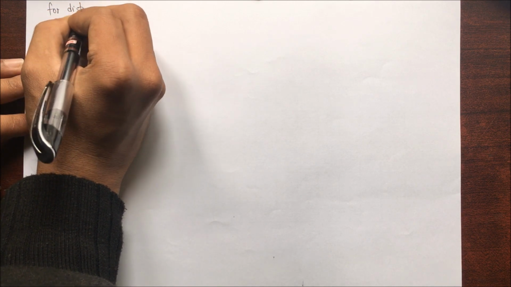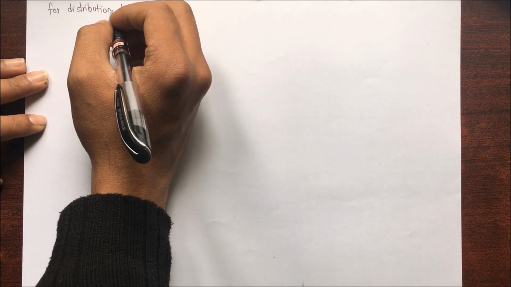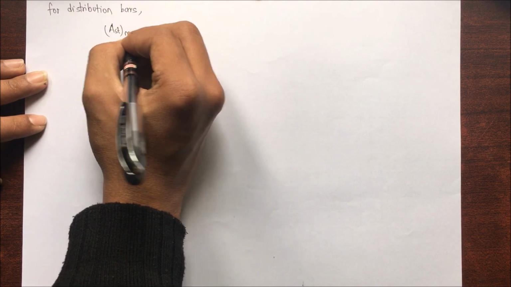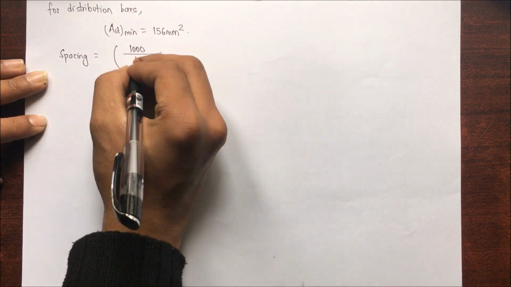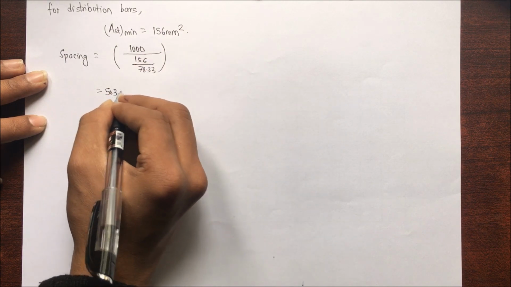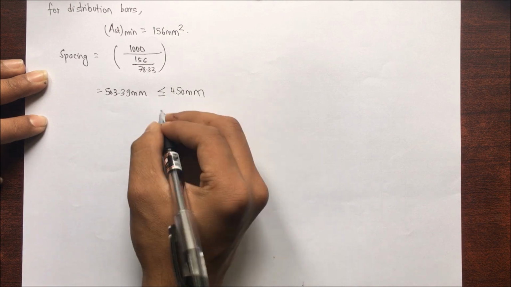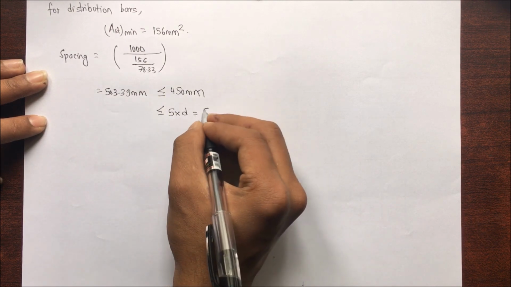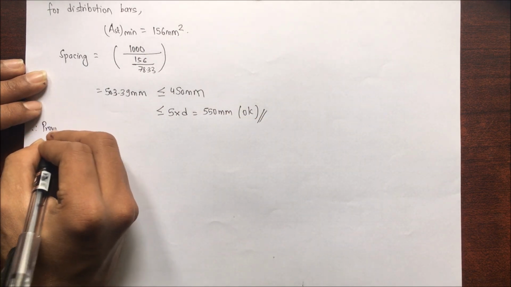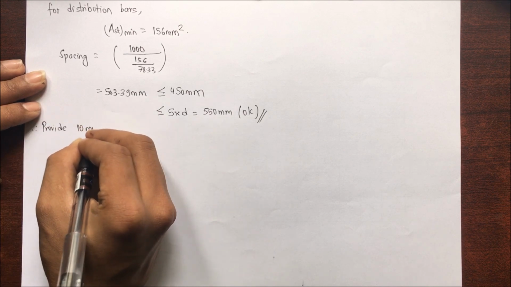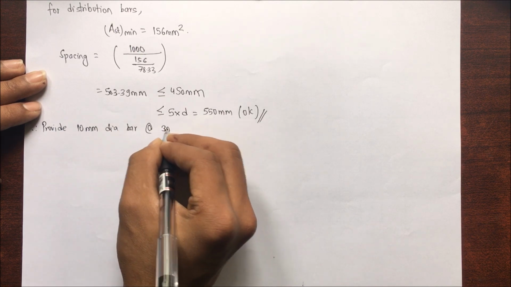For distribution bars, the main reinforcement has been already discussed. Now for reinforcement of the distribution bars, Ast minimum as 156 mm square, taking the Ast minimum 156 by 78.33. Now this comes at 503.39 mm, which is less than or equal to 450 mm should be taken. 5 into D, which is less than 550 mm. So okay, providing 10 mm bars at 300 mm center to center.